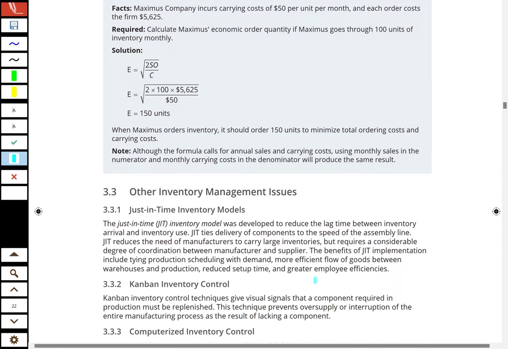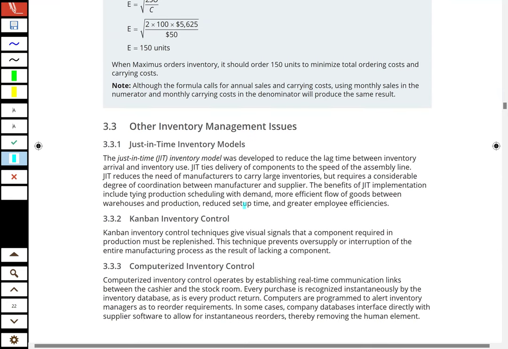Okay, good. Coming over, they start to give us some different types of inventory, ways of dealing with the inventory and minimizing the cost: the just in time inventory method. And it basically says, what is the best time to order inventory that will minimize those costs?